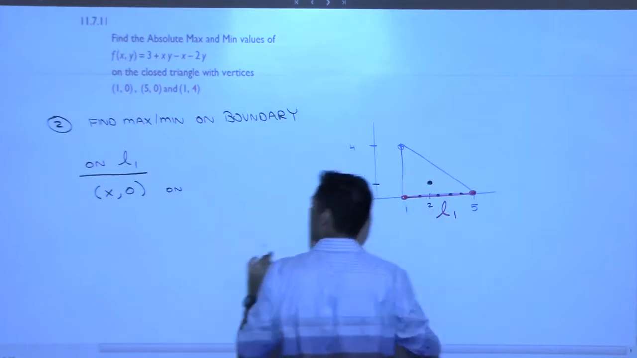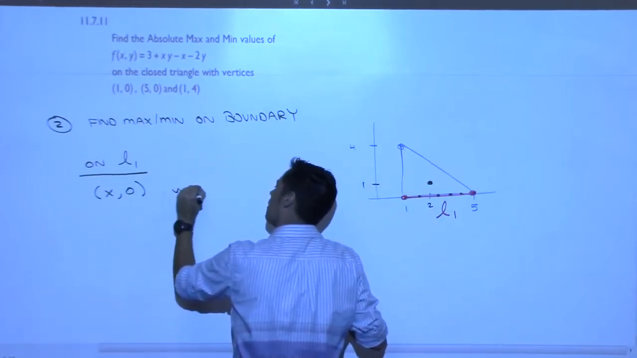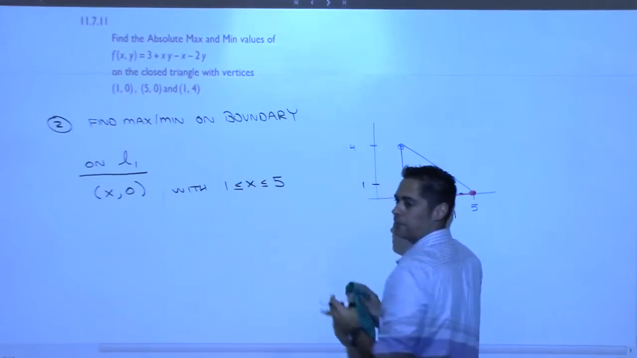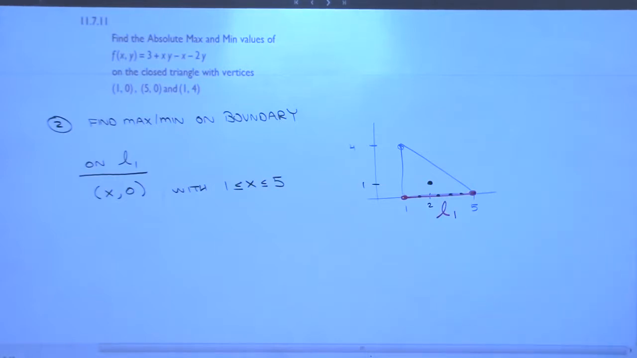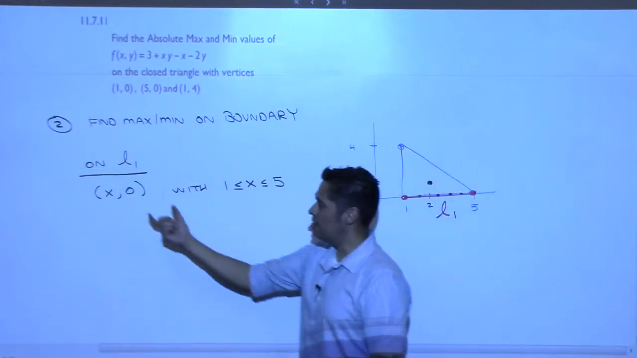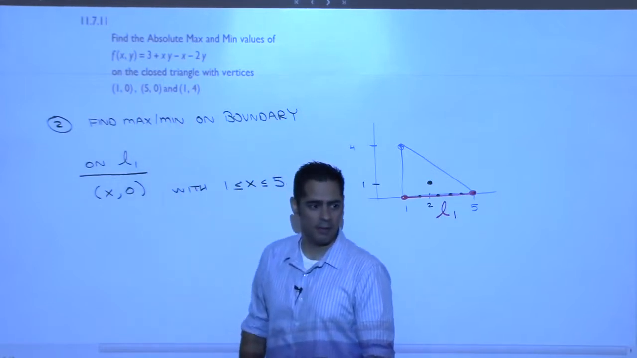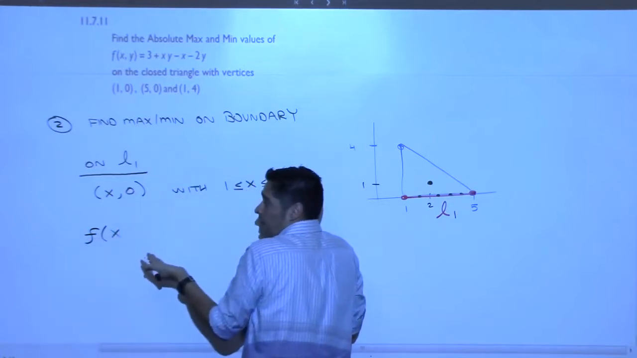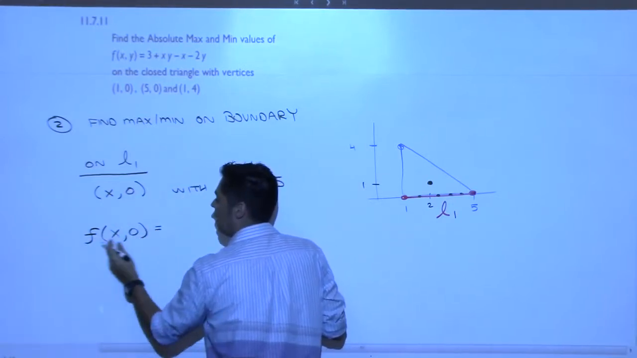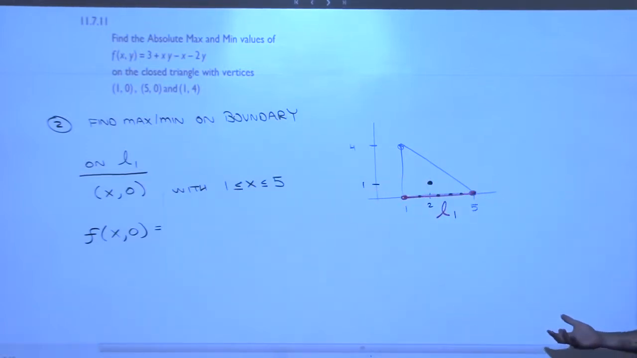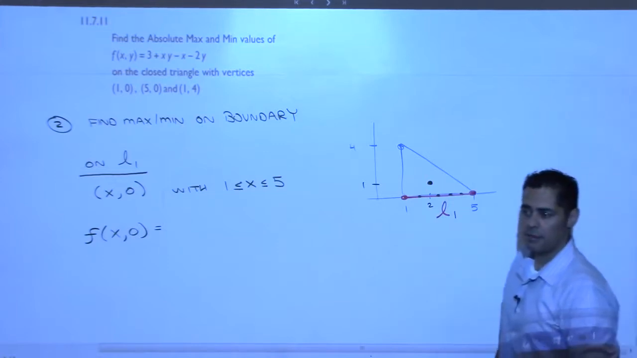With x being between 1 and 5, closed interval. Do you see how this is already starting to look like a Cal 1 problem? I have a closed interval with just x. You'll see that. Now, let's plug these points into our function and see what we get. What can I say about y? It's 0. What do I get if I plug in f of x, 0? Replace all your y's with 0. 3 minus x. That's what you would get, right?